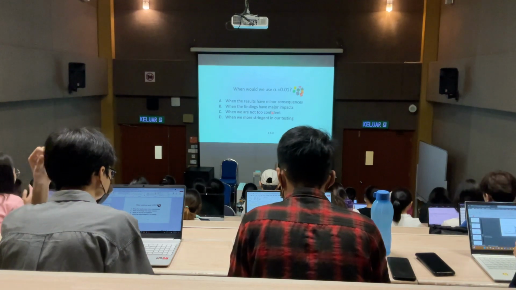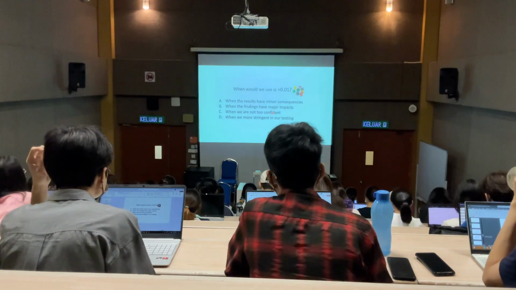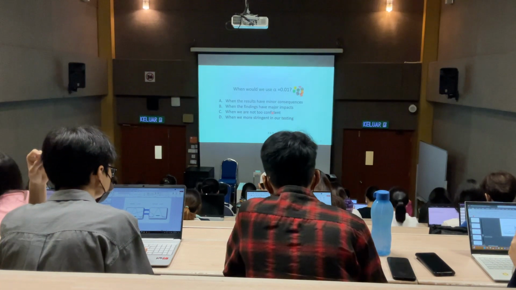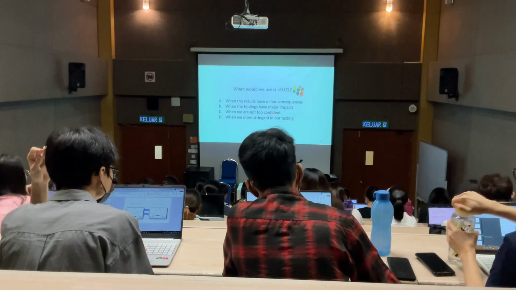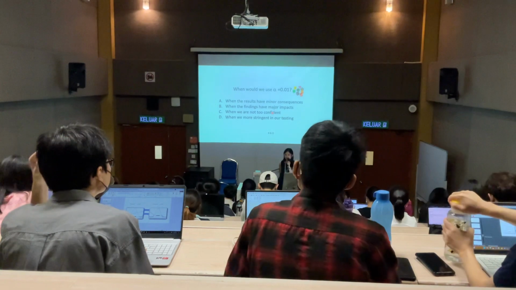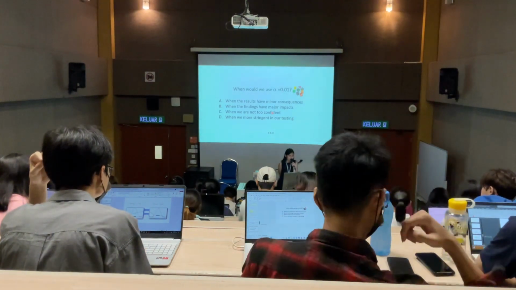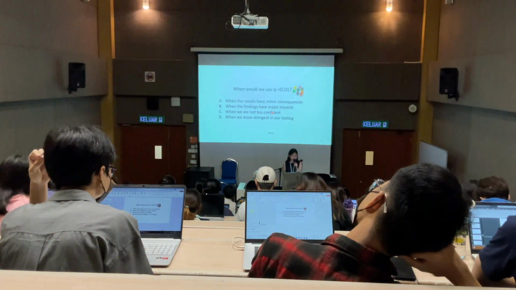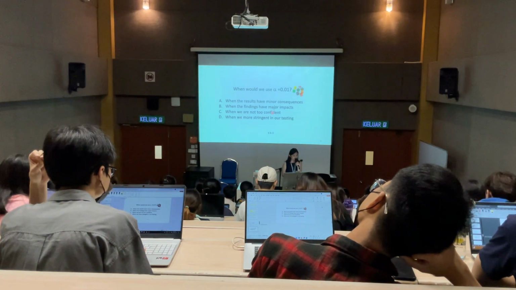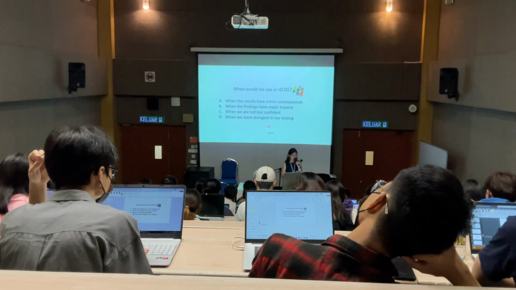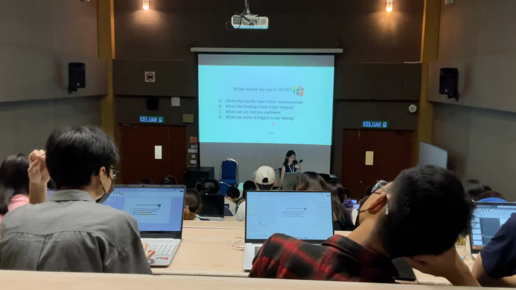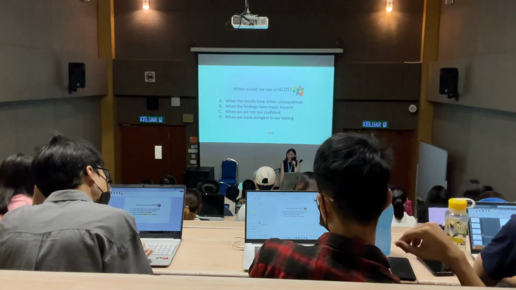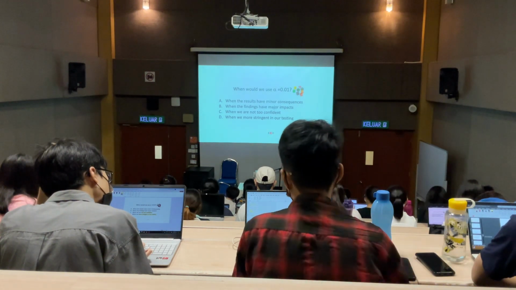So, when will you need to use the significance level of alpha equals 0.01? This threshold is very strict, right? A, when the result has minor consequences. B, when the finding has major impacts. C, when we are not too confident. Or D, when we want to be more stringent in our testing. So the answer is there actually, I forgot to remove it. So it's B and D.